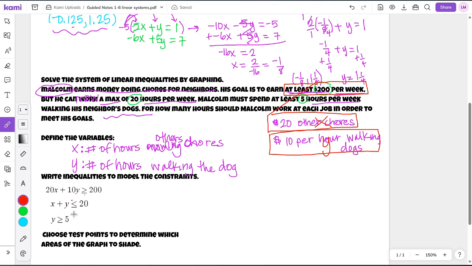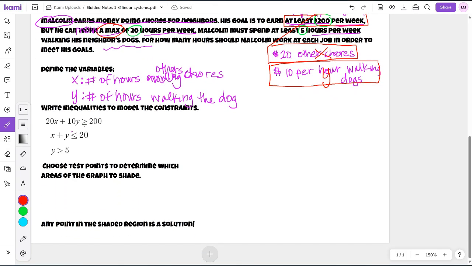So X plus Y, a max of 20 means he can't go over 20, so that has to be less than or equal to 20. And then he has to walk the dogs at least 5 hours a week. So Y has to be greater than or equal to 5. All right, so the next thing we want to do is graph these. And so we can graph these by using X and Y intercepts.